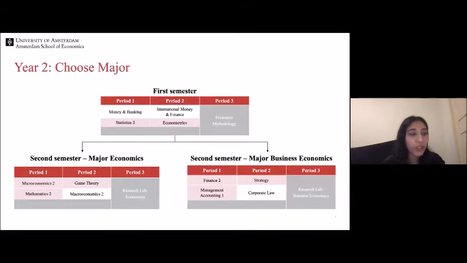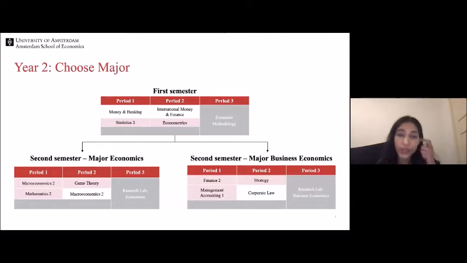So now let's move on to year 2 and what you can expect in year 2. In the second year of the bachelor's program, as mentioned earlier, the first semester of year 2 is still part of the joint foundational program. In the second semester, students choose a major in either economics or business economics.